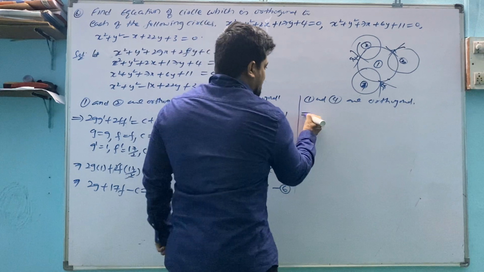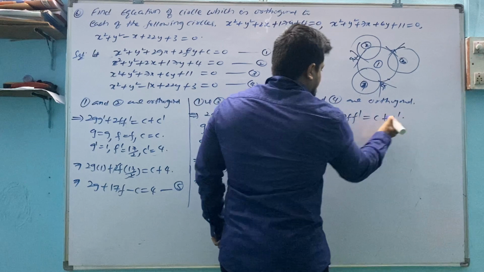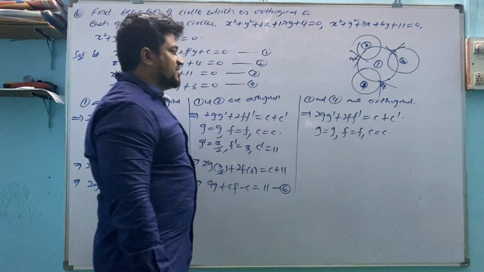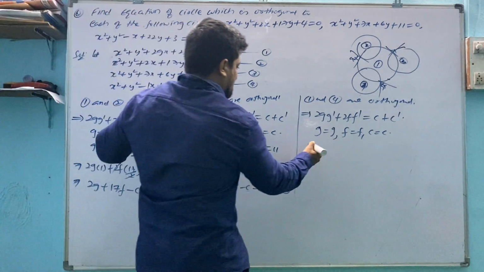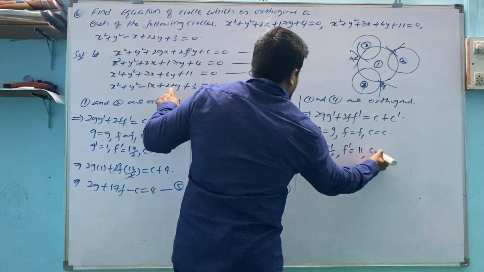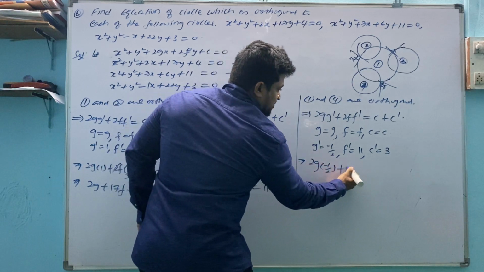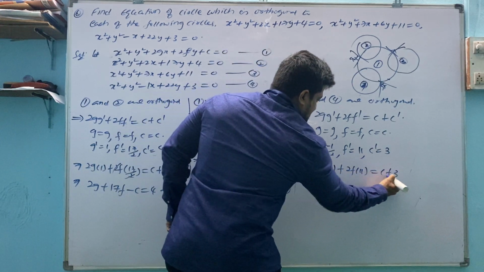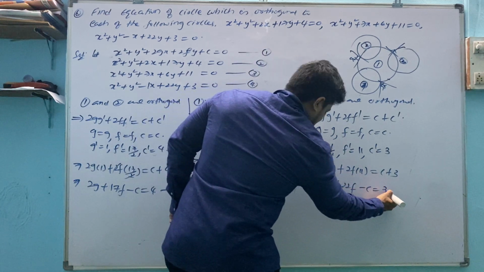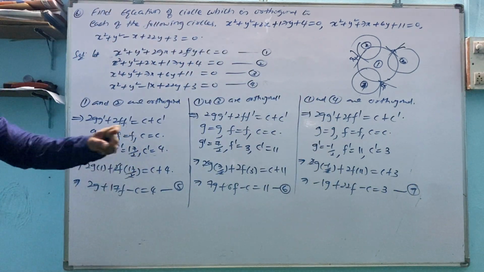Then same thing, condition for orthogonality 2g dash plus 2f dash is equals to c plus c dash. Whereas from first one, g is g only, f is f, c is c itself. Then from fourth, what is g dash? Minus 1 by 2. F dash is 22 by 2, 11. C dash is 3. This implies 2g into minus 1 by 2 plus 2f into 11 equals to c plus 3. 2 to cancel. Minus 1g plus 22f minus c is equals to 3. Let the constant be on right side. So we got 3 equations.